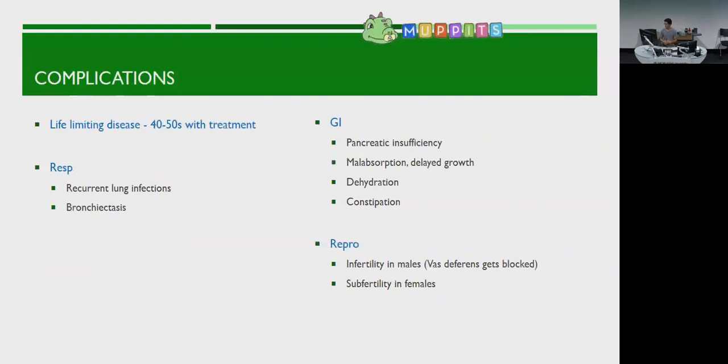We can talk about the GI complications. Because the biliary tree and whatnot, or the tubes that lead from the pancreas to the intestines, are blocked, they can't get the substances that would help otherwise break down food. And so for that reason, they don't absorb as much. They get malabsorption. They can get dehydrated. They can get constipated. And from the reproductive end of things, you can just tell them that for males, the tube that normally carries sperm is usually blocked with mucus. And for that reason, males are generally infertile, and women with cystic fibrosis often find it difficult to conceive.